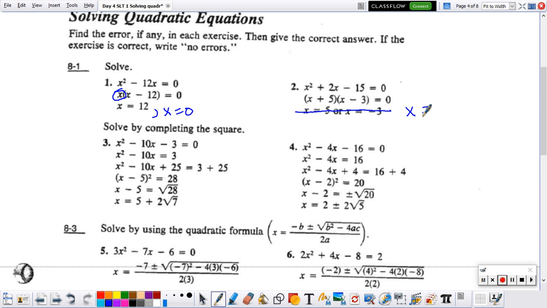It should be x equals -5 and x equals 3. When we take a look at this problem, let's see, check. We are missing the plus or minus at the very end. That should be plus or minus. And you can totally write the square root of 28, that would be okay. That would be fine. Over here, number 4 is done correctly.